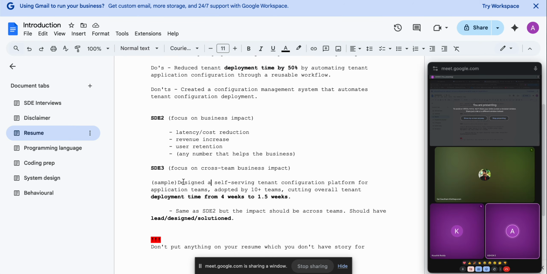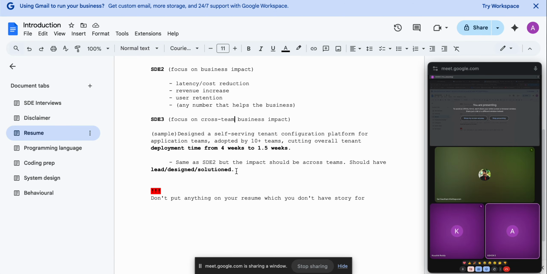But for SDE3, they have designed this particular solution, made it self-serve so that the other teams can use it themselves, right? This is adopted by 10 different teams. This quantifies the impact this particular SDE3 had, right? And then cutting overall tenant deployment time from 4 weeks to 1.5 weeks. This is a huge win in terms of business, right? When some new customer comes in, you are able to deploy the tenant within 1.5 weeks, which was about 4 weeks in the past. So this is how you should quantify when it comes to an SDE3 resume, right?